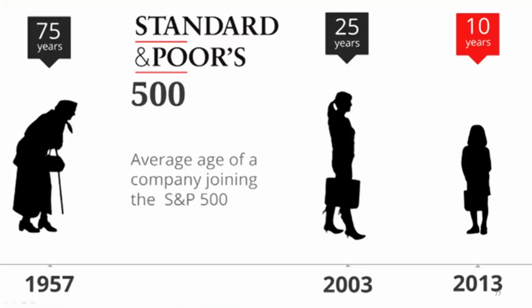There is one ranking agency called Standard and Poor's. It's a ranking agency, and they rank the top 500 companies in the world. In 1957, if you started a company and wanted to be listed among the 500, it would take almost 75 years. In 2003, if you started a company and wanted to be listed among the 500, it would take 25 years. Later, it would take 10 years.